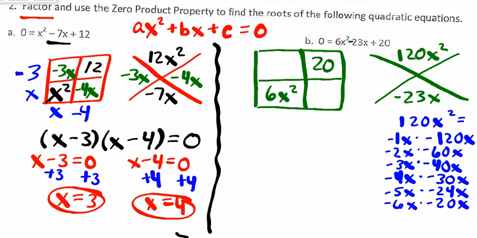Okay, so 120 is not divisible by 7. It's not a whole number. So we're going to do 120 divided by 8. That's 15. So negative 8x, so negative 15x. And we can see that they multiply to 120x squared, and they do in fact add to a negative 23x. So our factors here that we need are negative 8x and a negative 15x.